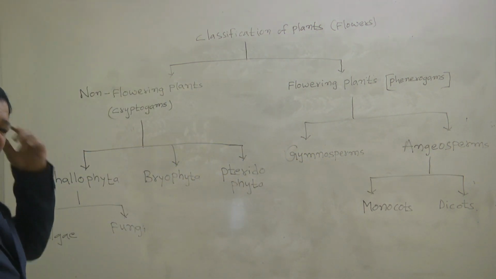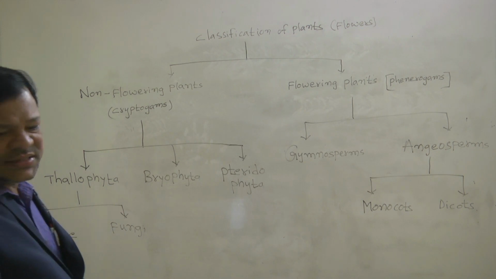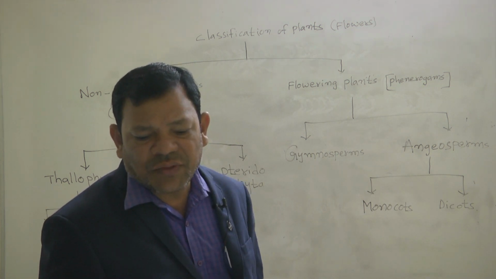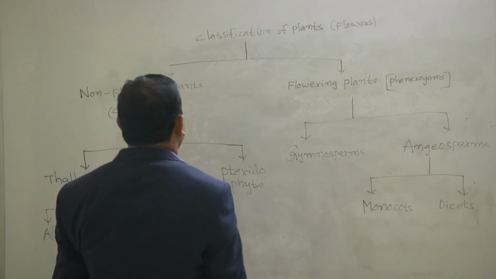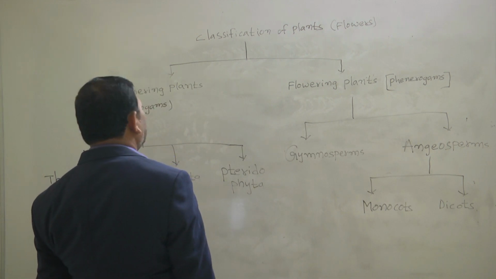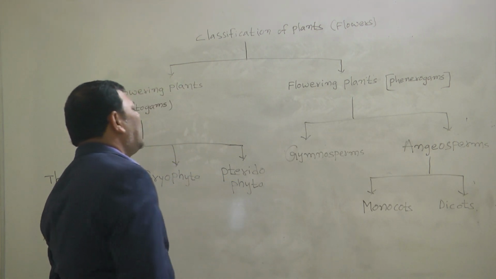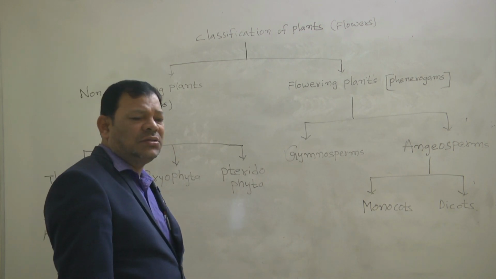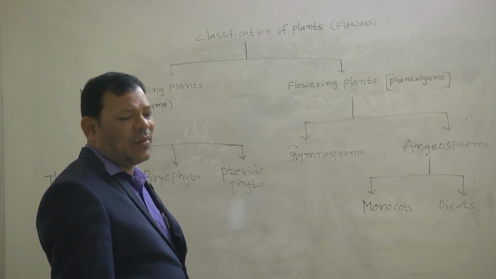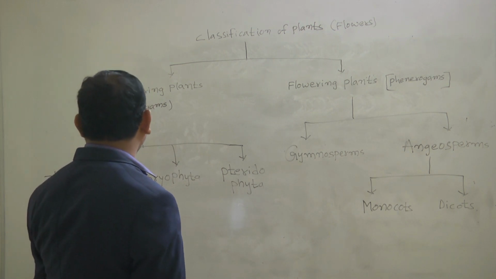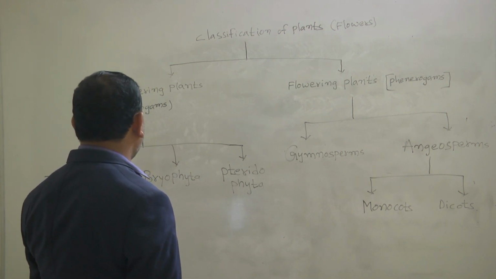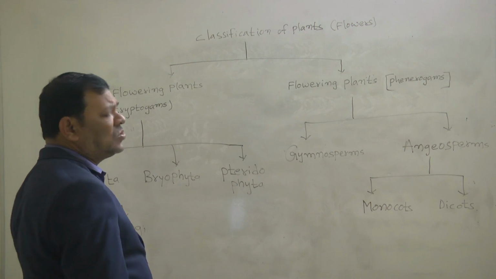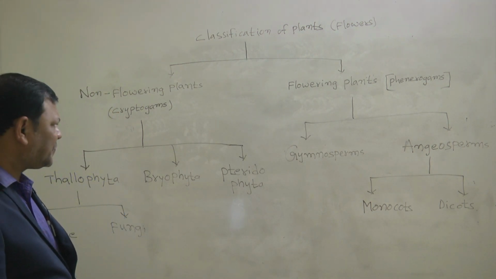Here is the classification of the plants. In the classification, plants are classified into two types, based on the flower. Plants that produce flowers are called flowering plants, also called phanerogams. Plants that do not produce flowers are called non-flowering plants, also known as cryptogams.